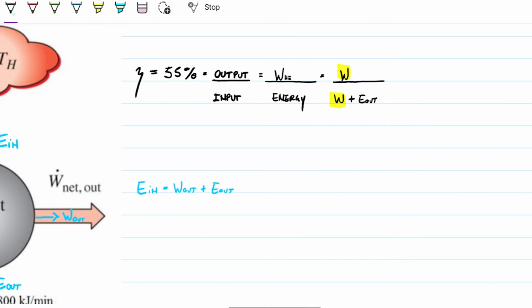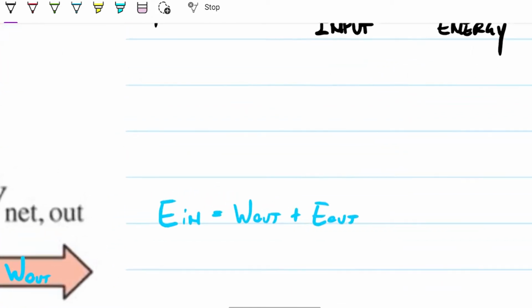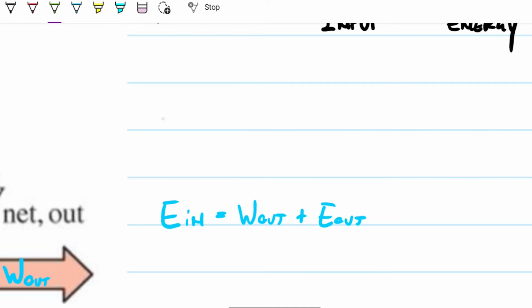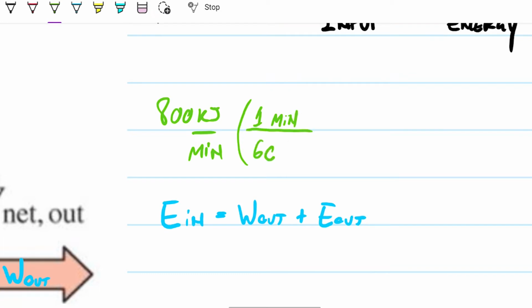So we can calculate that quite easily by knowing these things. Now, I'm going to go ahead and convert the 800 kilojoules per minute into kilowatts, because I think that's always a good idea. And I know that 1 minute is the same exact thing as 60 seconds.